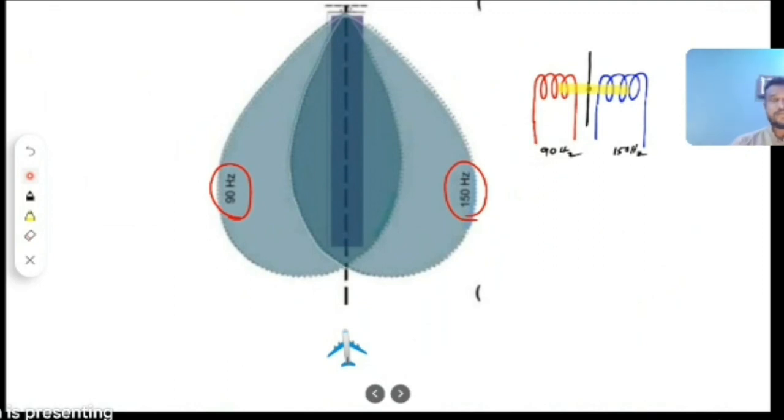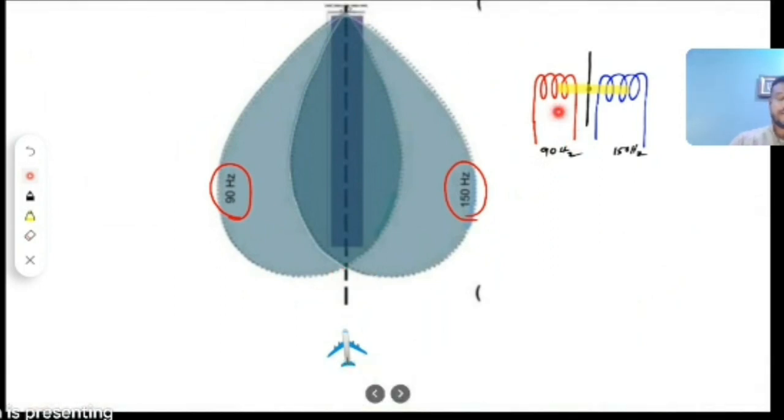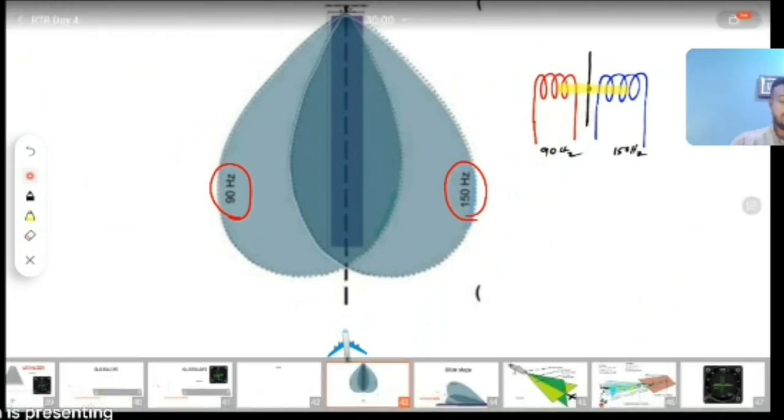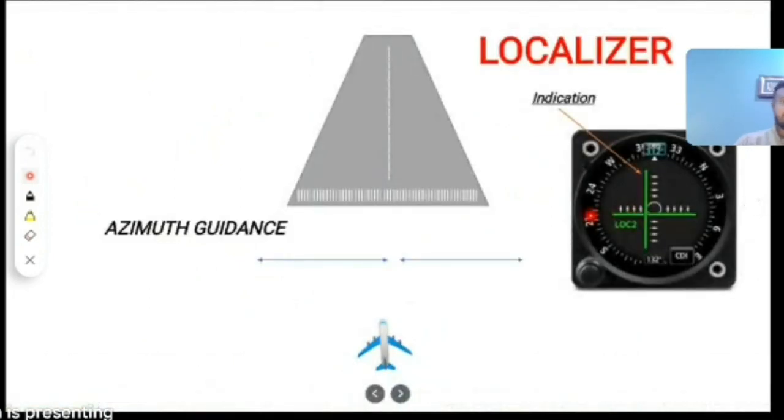Understood, guys? So suppose you are to the left of the runway. Automatically, because these electromagnetic waves are transmitted from the runway center line and these coils are sensitive to 90 hertz, there will be more voltage on the left side, and the ILS needle indicator will move towards the left, indicating how much we are left of the runway.